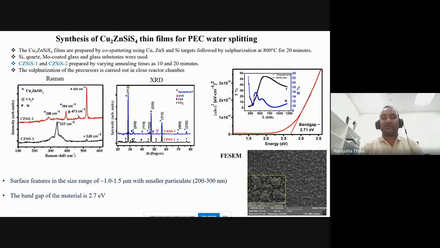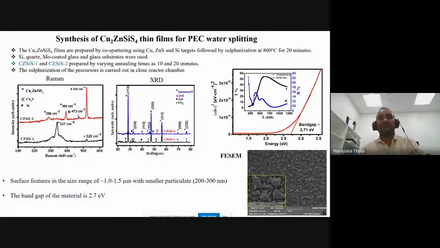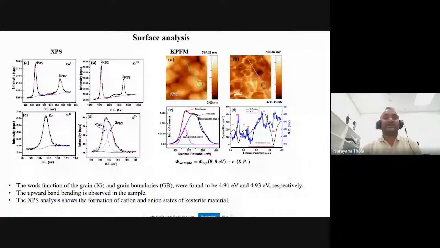So we used photoelectrochemical studies, where we insert our semiconducting material into an electrolyte. Then we shine light on it, and it gives current. That is called a water splitting application. We use this material for water splitting application. So this is the elemental and oxidation state confirmation.